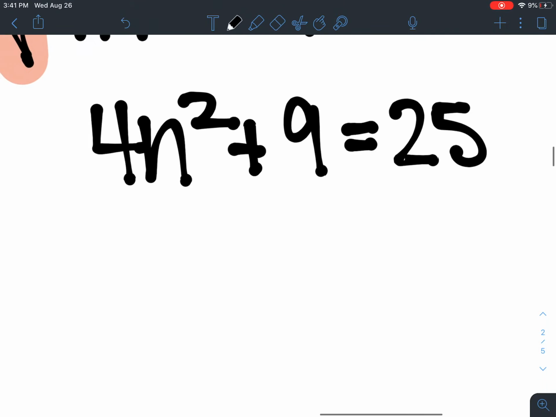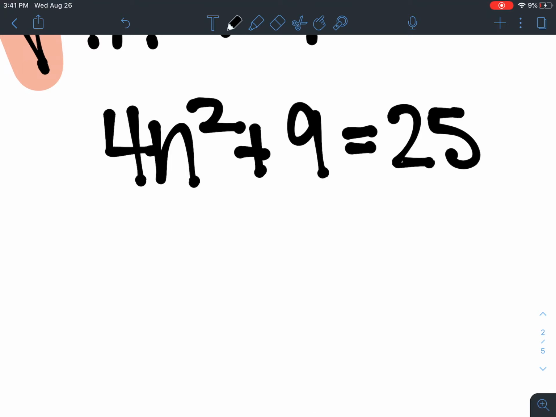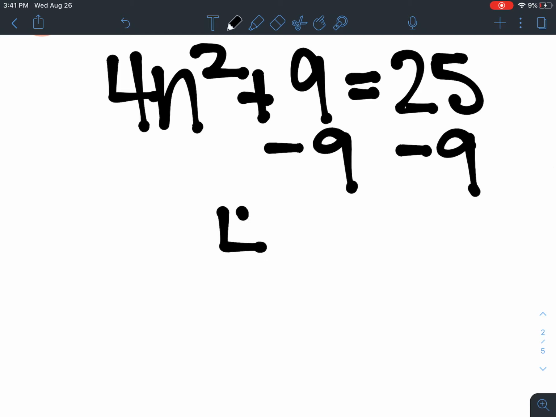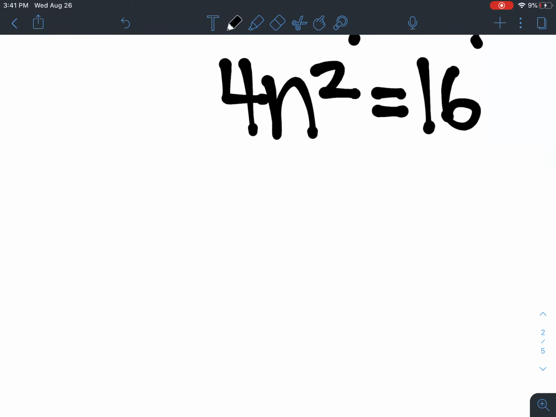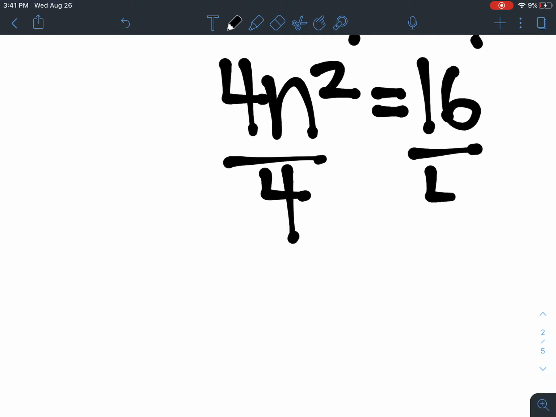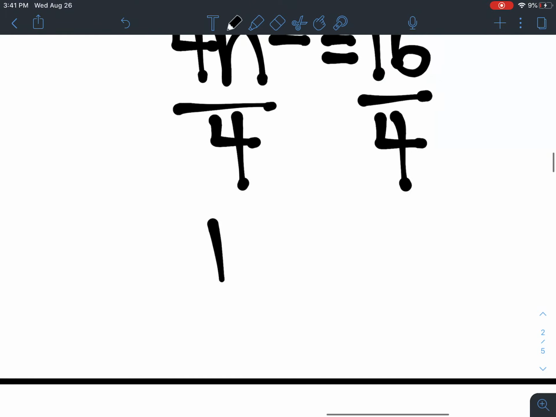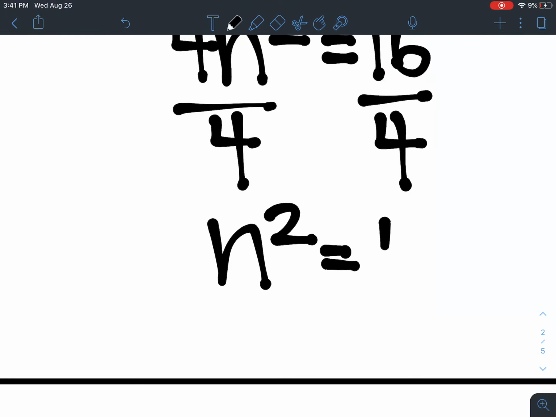And now I can solve that. So I can subtract that 9 from both sides because I got rid of that square root. And I'm going to get 4n squared is equal to 16. And then I need to get rid of the 4, and because that's connected through multiplication, I'm going to divide by 4 on both sides. And I'm going to get n squared is equal to 4.